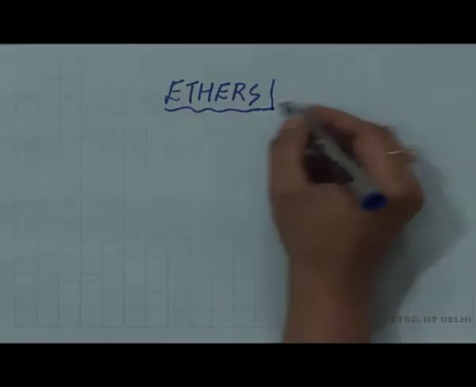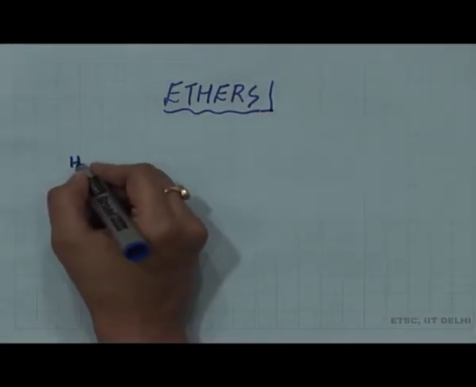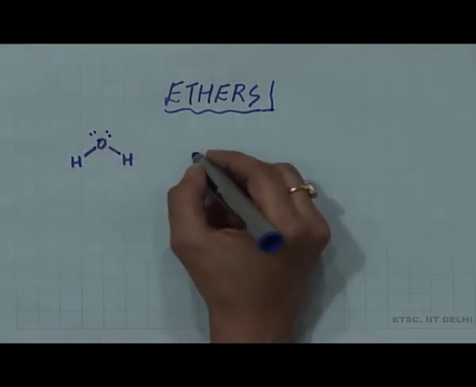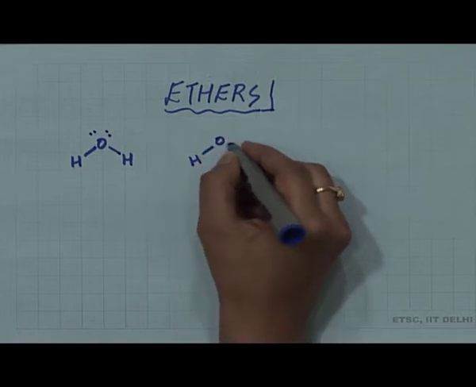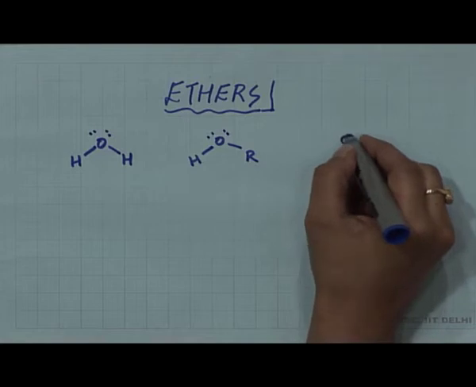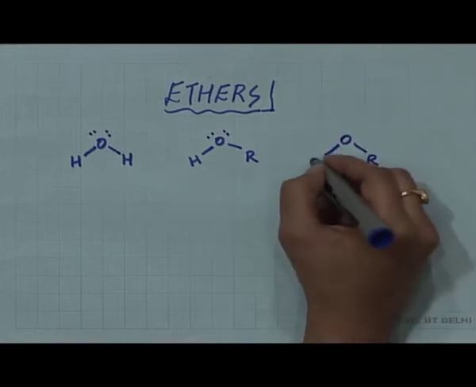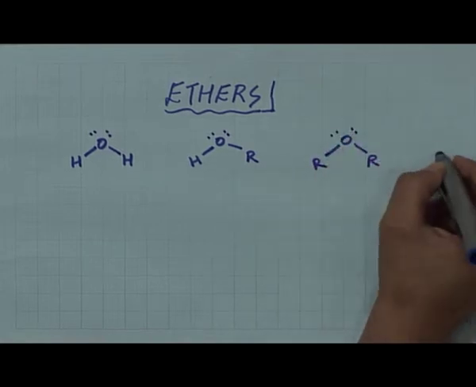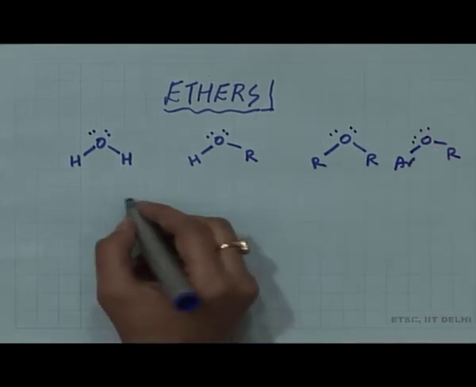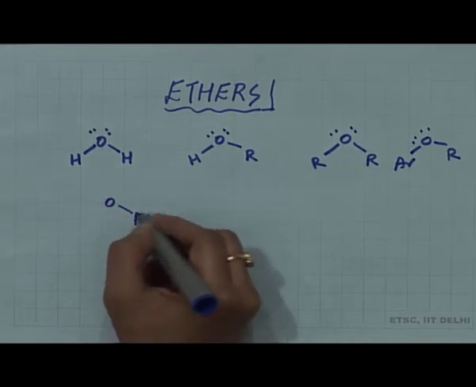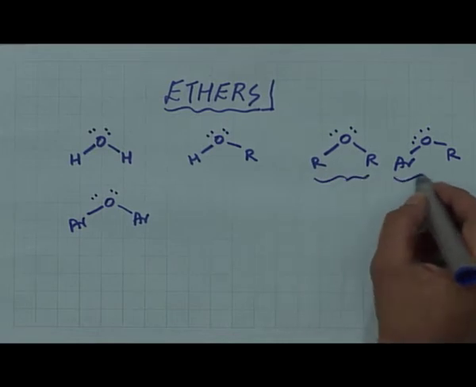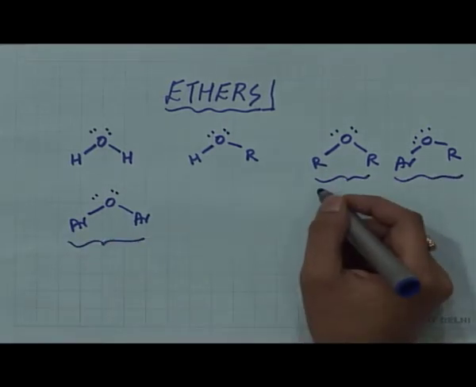The ethers, if you compare them to water: water is H2O, and if you replace one of the hydrogens by an alkyl group, it becomes an alcohol. If you replace both the hydrogens by either alkyl groups, or one alkyl and one aryl, or both aryl groups, then the resultant molecules are termed ethers. So, these are the ethers which we are going to talk about today.